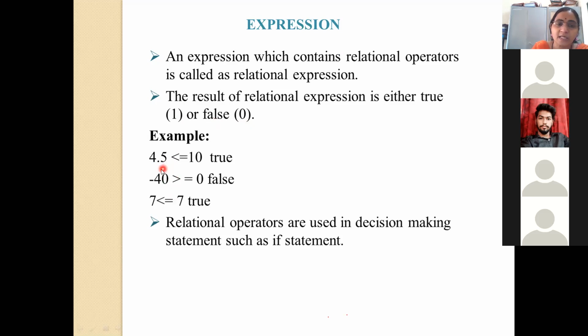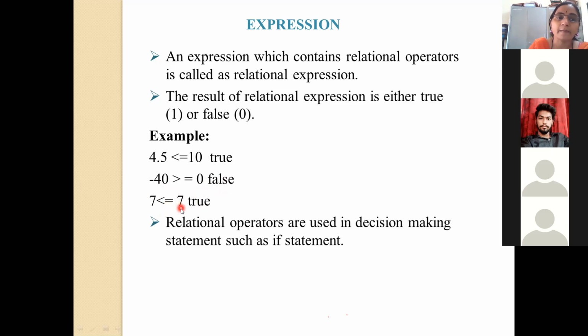The first example, 4.5 is less than or equal to 10. Yes, obviously 4.5 is less than 10, and that's why you will get the answer true. True means digitally it is 1. The second example, minus 40 is greater than or equal to 0. It is false, because minus 40 is a negative value, and a negative value is not greater than the positive value. So that's why the result is false.